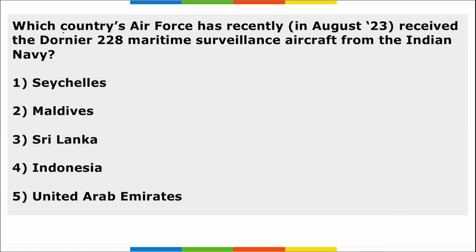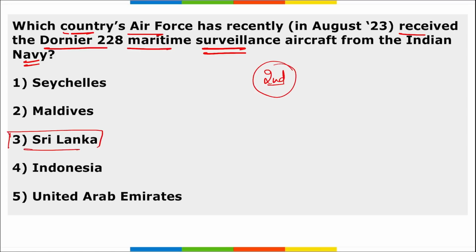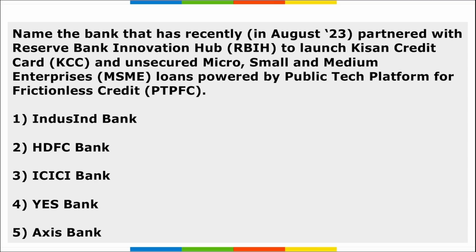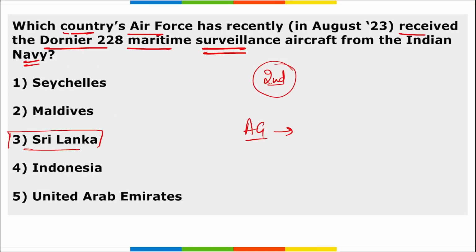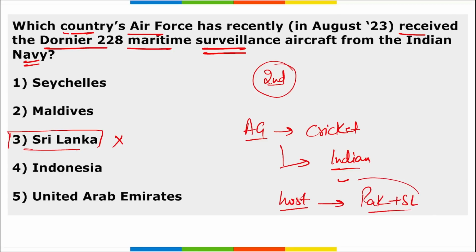Next, which country's Air Force recently received the Dornier 228 maritime surveillance aircraft from the Indian Navy? And this will be the second Dornier 228 maritime surveillance aircraft that was presented by Indian Navy to the Sri Lankan Navy for surveillance. The first one that was presented is back into India for repair and maintenance. Next, remember, Asian Games were held, and in this Asian Games for 2020 for cricket, who won? This Asian Championship was won by Indian cricket team, and Indian cricket team defeated Sri Lanka in the finals. Which are the host countries for this Asian Cricket Games? It was Pakistan and Sri Lanka.